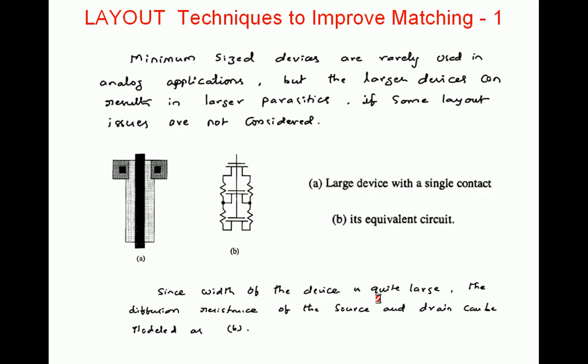Next, layout techniques to improve matching. This is the first layout technique. We know that minimum size devices are rarely used in analog applications, but larger devices can result in larger parasitics if some layout issues are not considered. For analog design, we don't go for minimum length transistors, so the channel length is always going to be more than the minimum size.